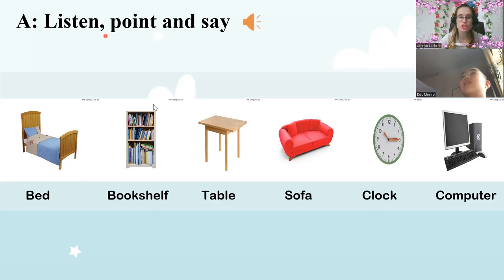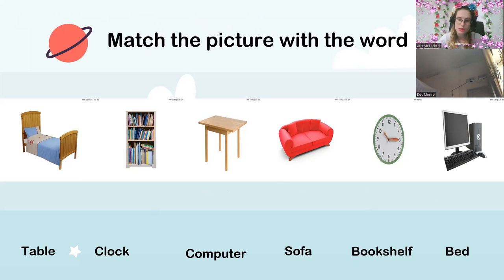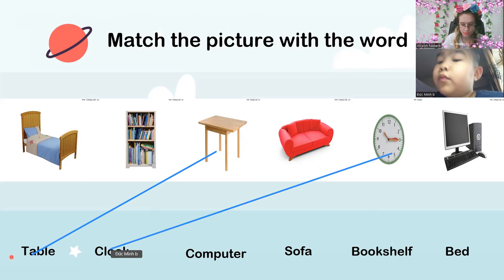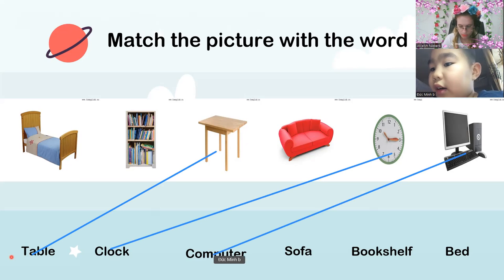Okay, let's match the words with the correct picture. Let's go, let's go. Table. Where is the table? Sit, you stay in class. Where are you going? Okay, I'm going to get paper. Table. Clock. Computer. Sofa.